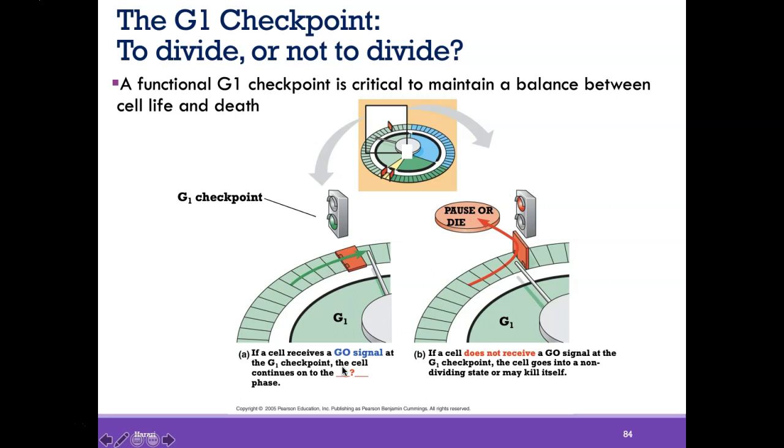So at the G1 checkpoint, the cell has to take into consideration the internal health of the cell, all the signaling inside of the cell, but also what's going on on the outside of the cell. What growth hormones are present? What is the environment like? So if the environment is good, the DNA is intact and not mutated, the cell is healthy, then it will likely go on to divide.